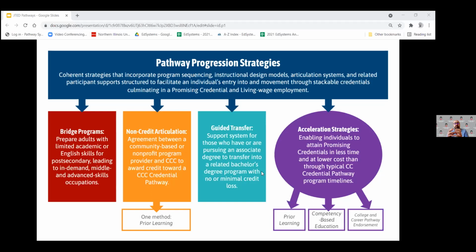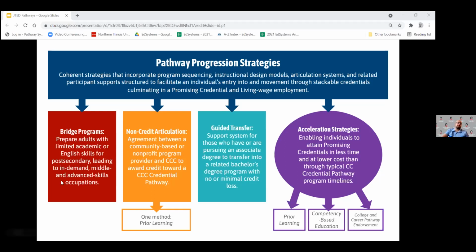And the student, the young person or the individual, should be able to enter and exit a pathway, either to start working or to go back into the pathway to advance themselves academically or skill-wise, in order to keep earning credentials and advancing economically, right?